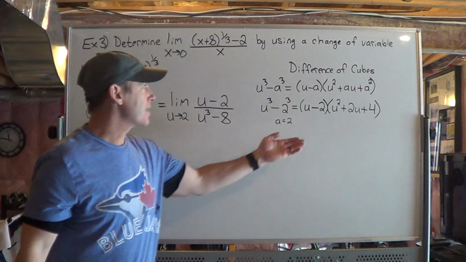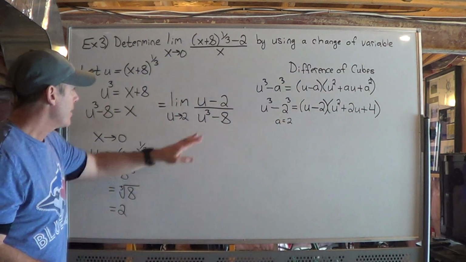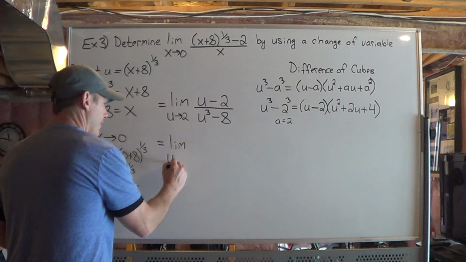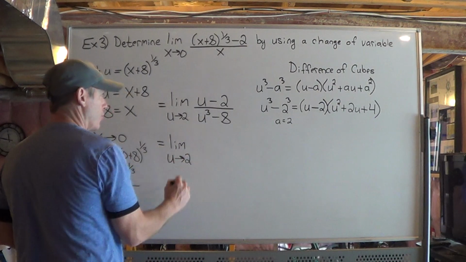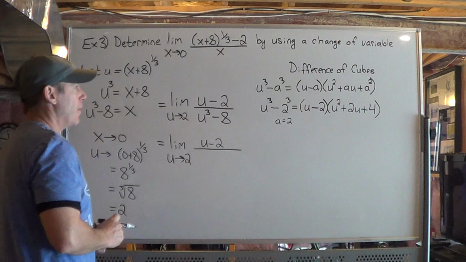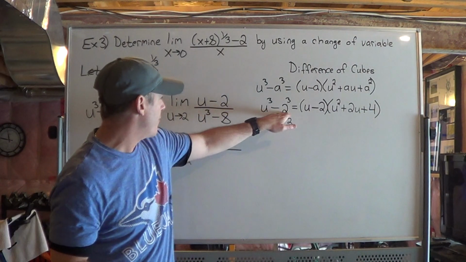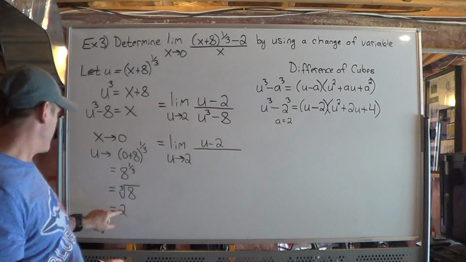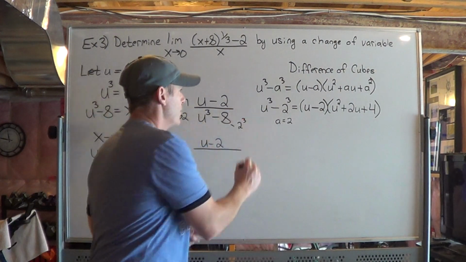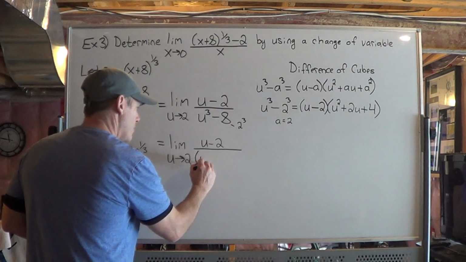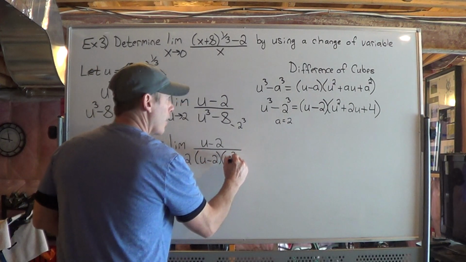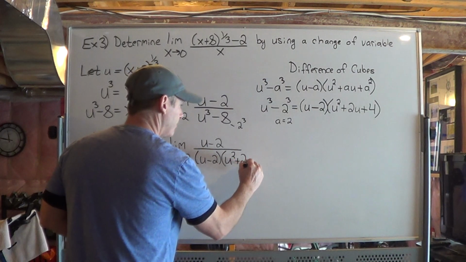So by using this difference of cubes factoring, I'm now going to change my denominator, and so I have the limit as u approaches 2. I've got a u minus 2 in the numerator. But now my denominator is going to be, because I did some factoring here, because again 2 cubed is 8, u minus 2, which is a good thing, times u squared plus 2u plus 4.